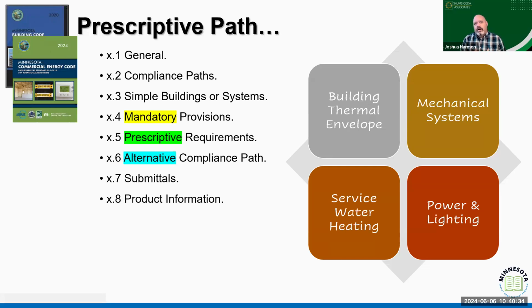But when we think about how the code is laid out, the code provides us some very, how do I put it, basic expectations when we look at a code section. If the second digit is a 0.4, then we're looking at mandatory provisions that are mandatory across all different compliance paths. Then we have prescriptive at 0.5, and one of those alternatives is at 0.6, right? So again, you're going to find mandatory provisions that exist in multiple places depending on a project's compliance path, right?